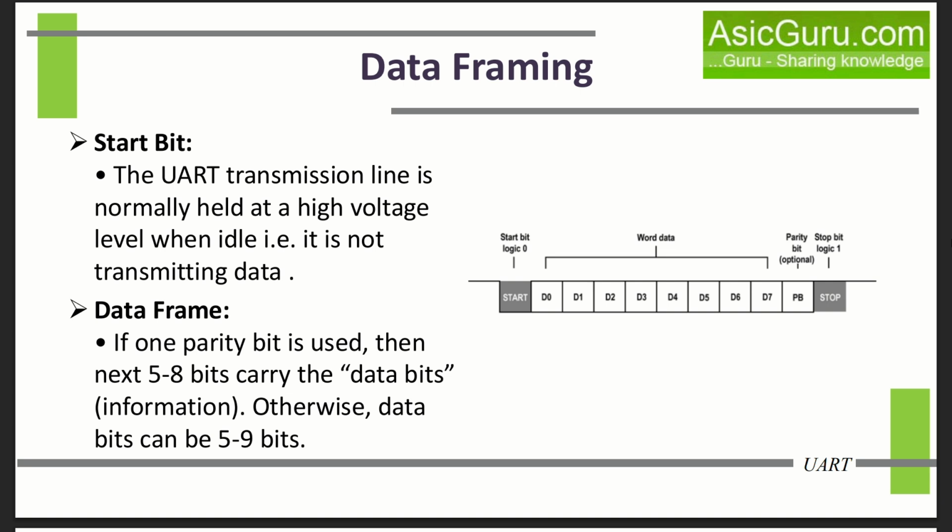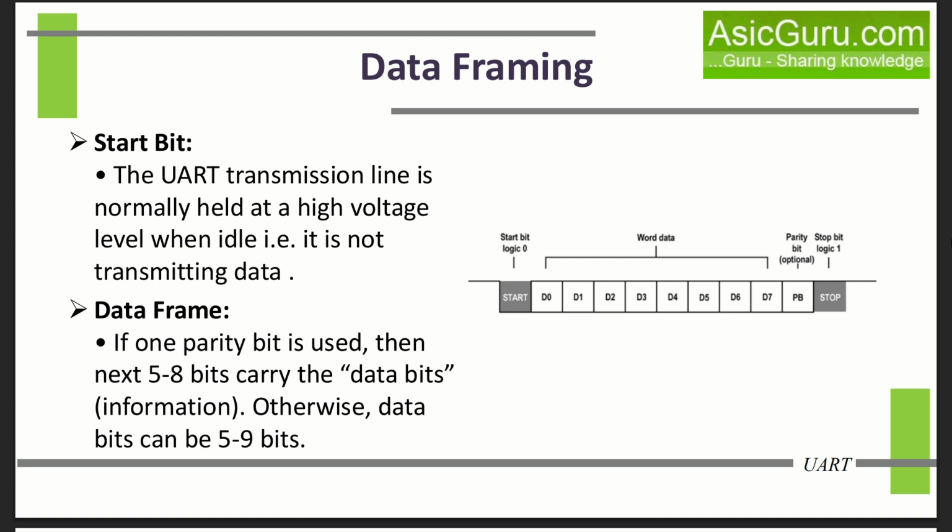Okay, so let's look more closely at how data is framed in UART communication. When no data is being sent, the UART transmission line is held at a high voltage level. This is the ideal state I mentioned earlier. The actual information is carried in the data frame, which typically consists of 5 to 8 bits.